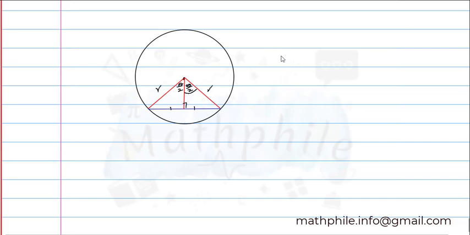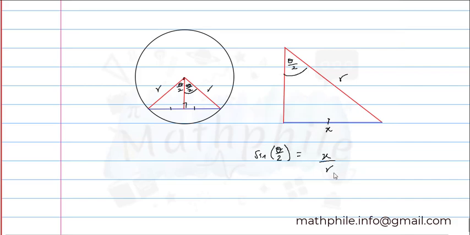So first, let me bring out the triangle, draw it a little bit bigger. Just a portion of the triangle. This angle is theta over 2. This is the radius, and this is what we are finding. Let me call this x. So I can say that sine theta over 2 using SOHCAHTOA is equal to x over r.